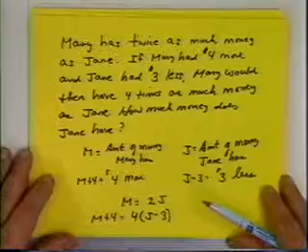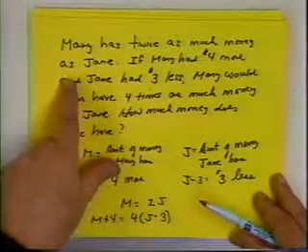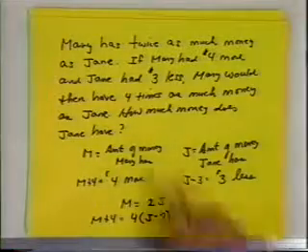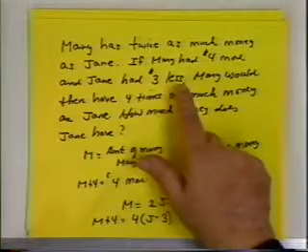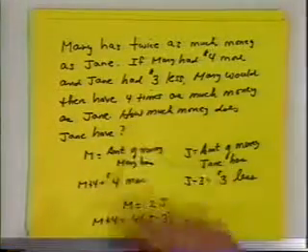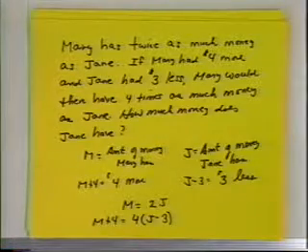Let's do another one here. This one says that Mary has twice as much money as Jane. Here's the tongue twisters again. If Mary had $4 more and Jane had $3 less, Mary would then have 4 times as much money as Jane. How much money does Jane have, okay?